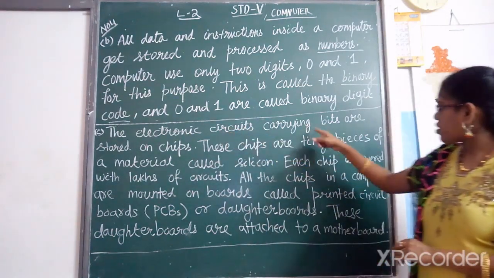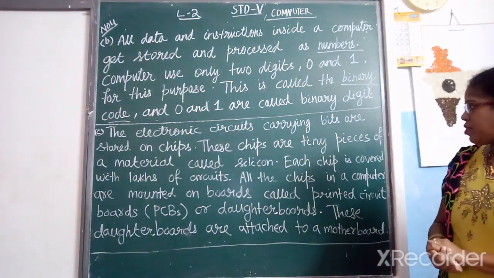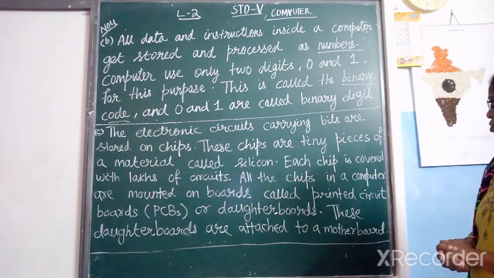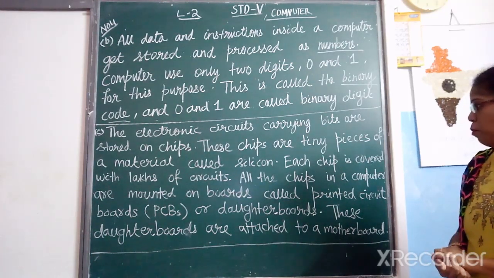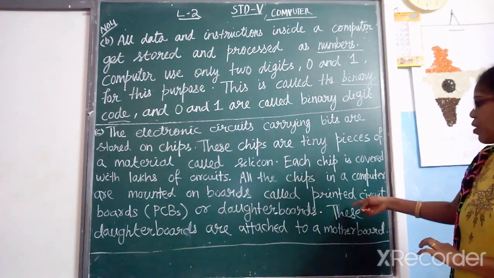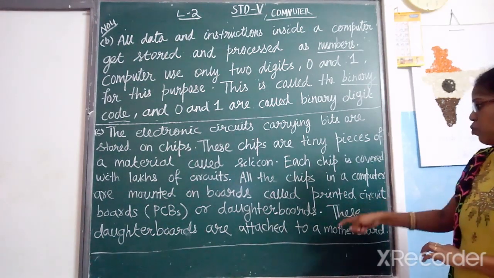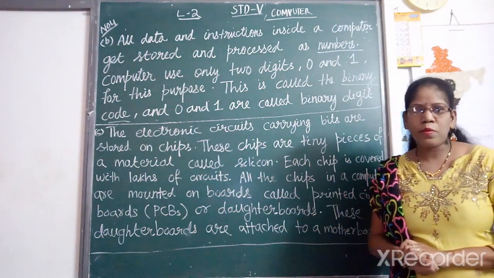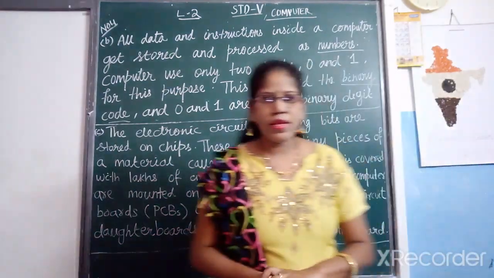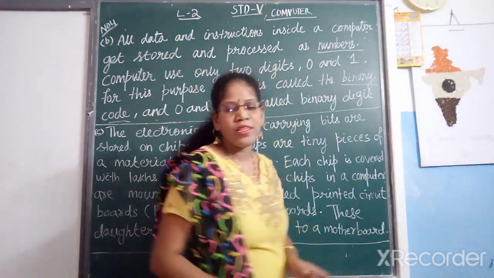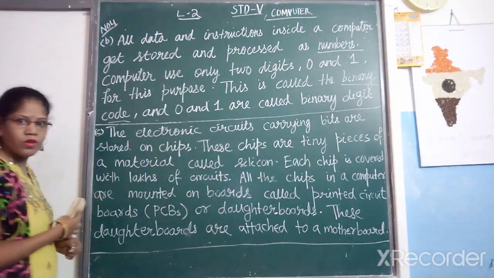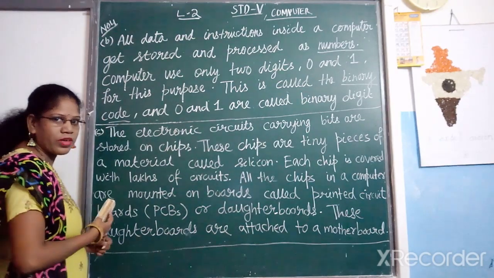The electronic circuits carry bits and are stored on chips. These chips are tiny pieces of a material called silicon. Each chip is covered with lakhs of circuits. All the chips in a computer are mounted on boards called PCB, that is printed circuit boards or daughter boards. And these daughter boards are attached to a motherboard. Okay, shall I erase, students? Please, now let us see the third answer. Hope so. I am erasing.